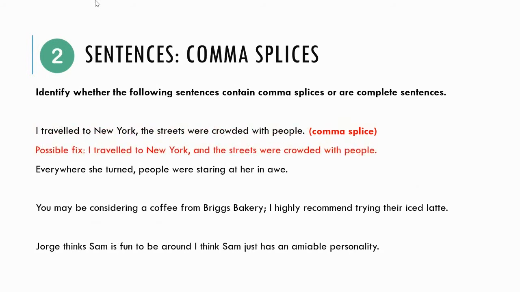The first example contains a comma splice because the comma is incorrectly joining two independent clauses. One possible fix for this is, "I traveled to New York, and the streets were crowded with people." Notice how the comma splice was corrected by adding a coordinating conjunction, in this case "and," next to the comma. Note that this sentence could also have been corrected with a semicolon or a period.